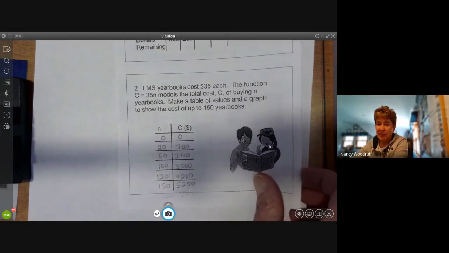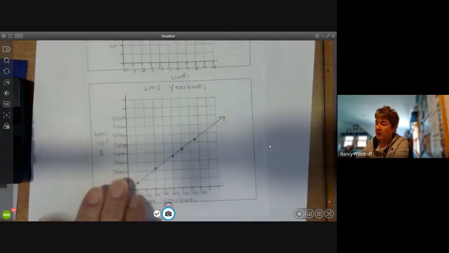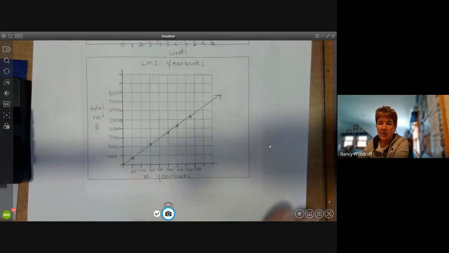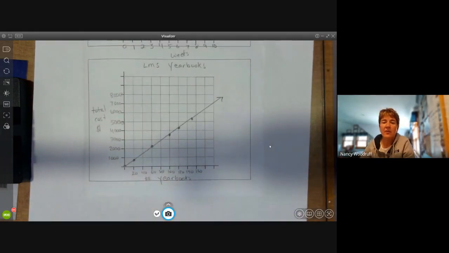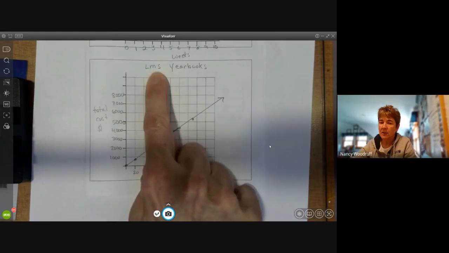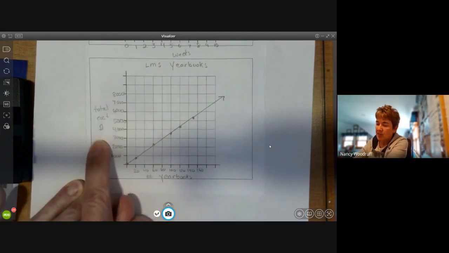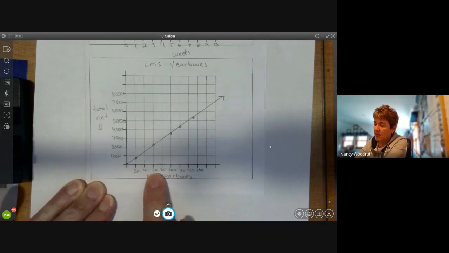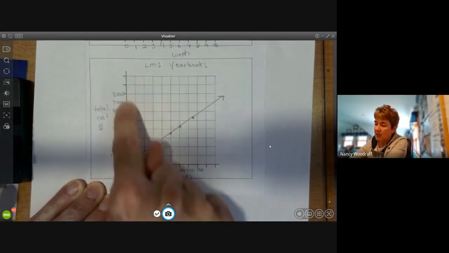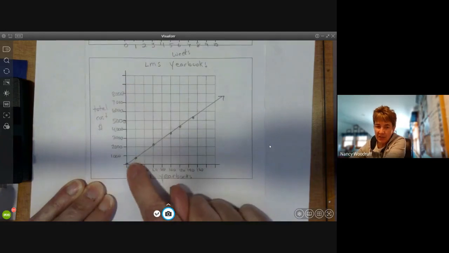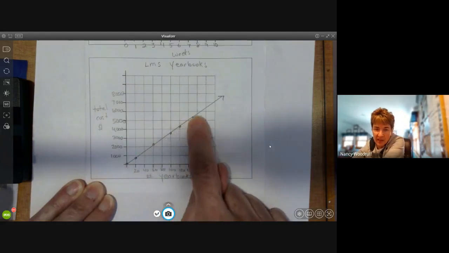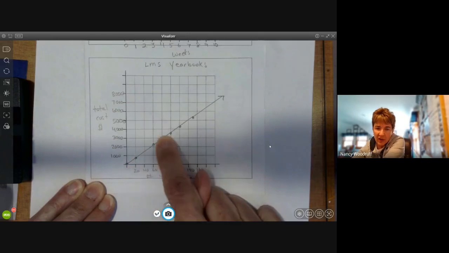Okay, so let's take a look. And here is what your graph should resemble. Title, label, number of yearbooks, total cost in dollars, 20, 40, 60, 80, 100, 120, 140, 160. I'm going up by thousands. And you'll see the dots for my 6 points. Pretty good in a straight line.